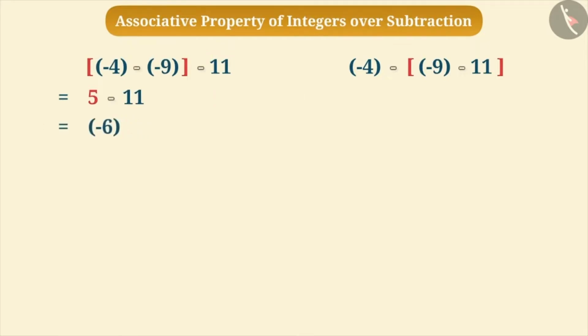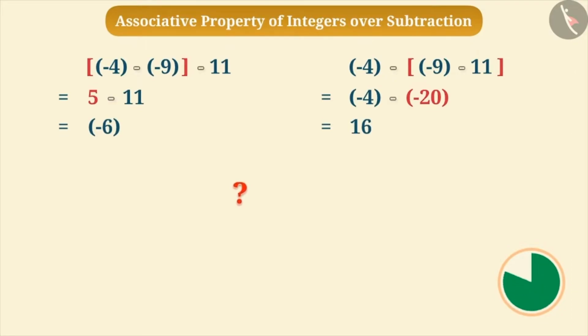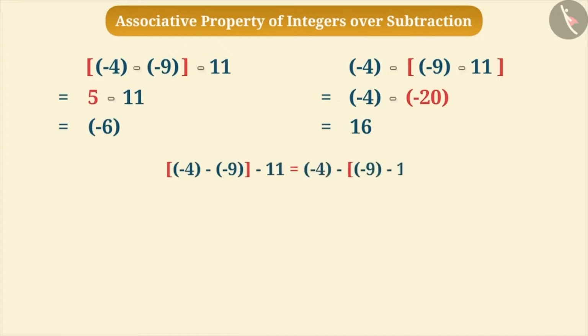Similarly, if we make a group of -9 and 11, then the result of their subtraction will be -20. Subtracting -20 from -4 gives us the result 16. The answer is not the same in both the cases. What do we understand from this? Think for a while. From this, it is understood that we cannot group the numbers in any order to perform subtraction.